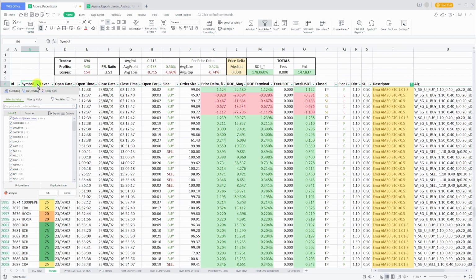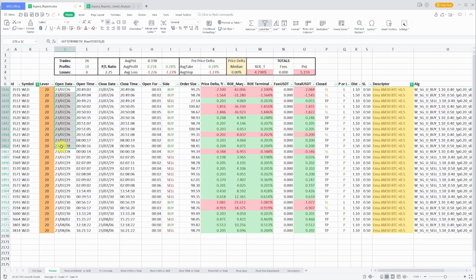So if we filter here by WLD, we'll see that we had a lot of trades during the first days of listing, from the 26th to the 30th. And then after that, only 3 trades. So the initial hype made it quite volatile and it gave us a lot of shots, but after that it quieted down and it's not as active. I'll still include it, but I will keep that in mind. I will not put too much hope in this.